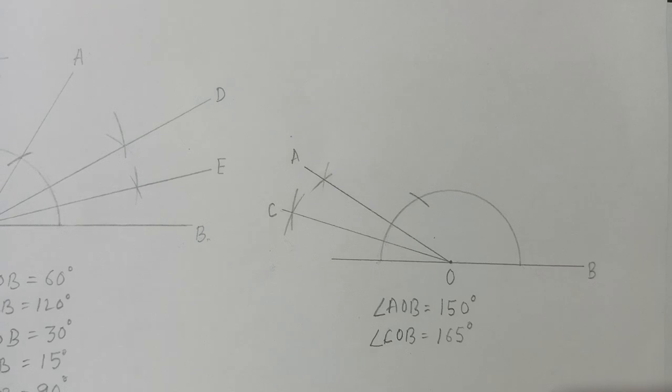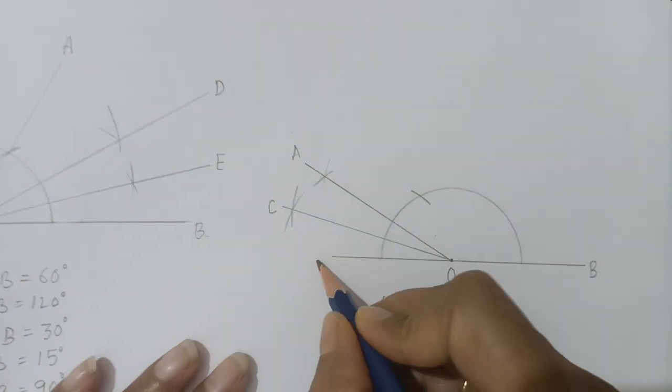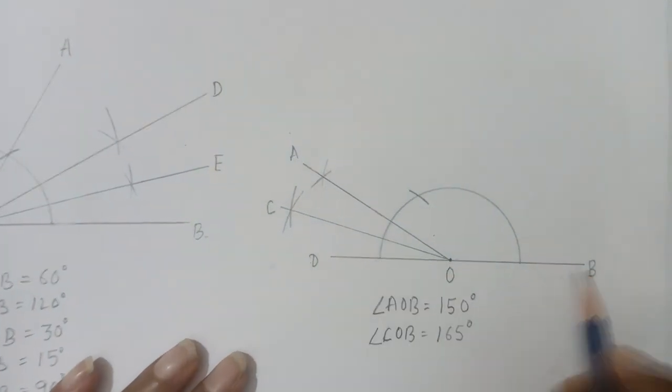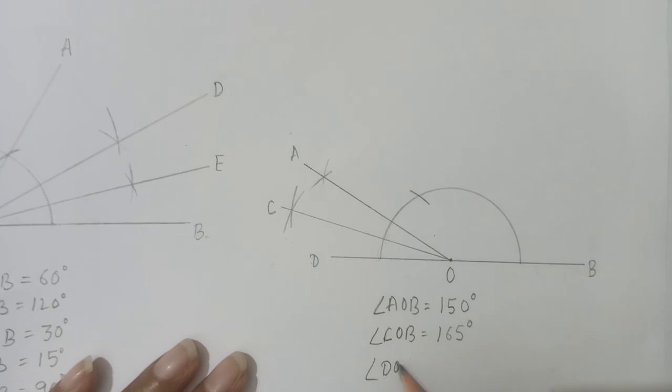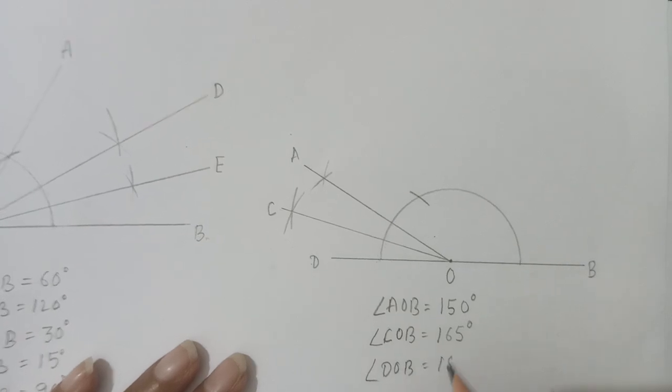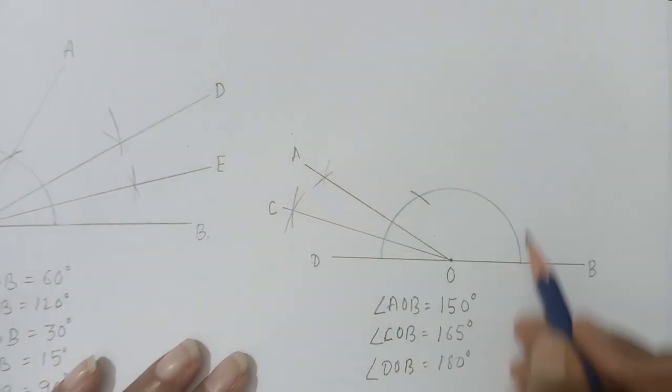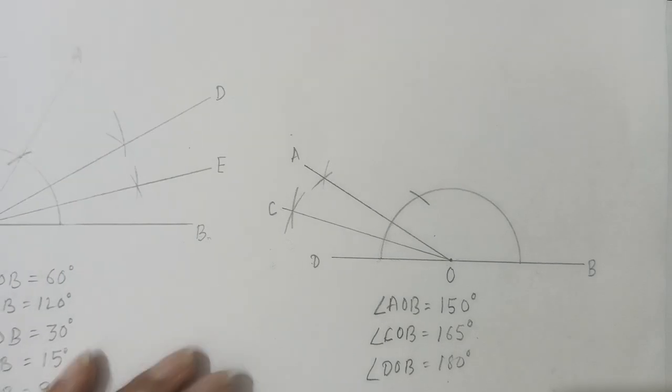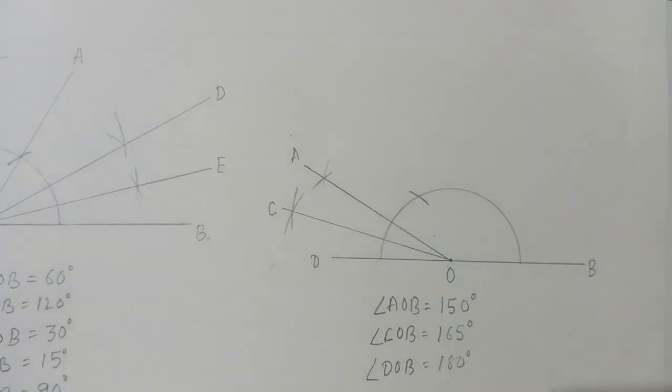180 degree we know. Just put a name to this also, D. Angle DOB equals 180 degree. This total angle length is how much? 180 degree. So we did 15, 30, 45, 60, 75, 90, 105, then 120, 135, then 150, 165 and 180 degree. Okay, all done.